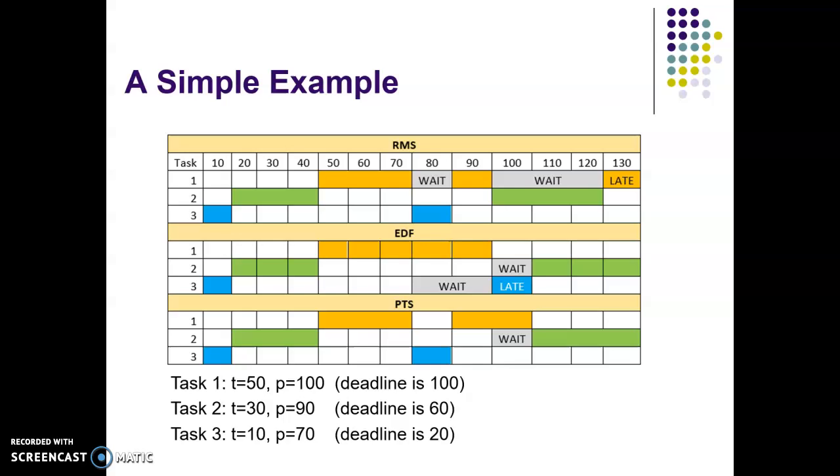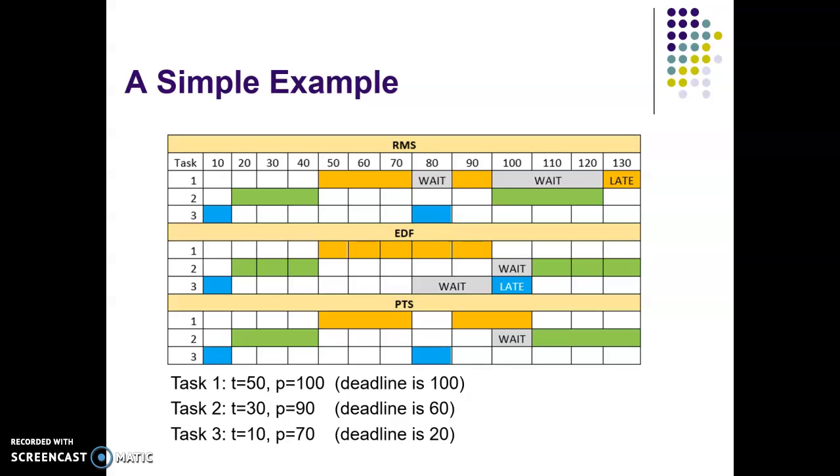Okay, so under RMS, task 3 starts first, then task 2, and then task 1 comes in the queue and starts. But it gets preempted by task 3, and it has to wait. And then it starts running again. And then task 2 comes in the queue and preempts it again. And ultimately task 1 is late.